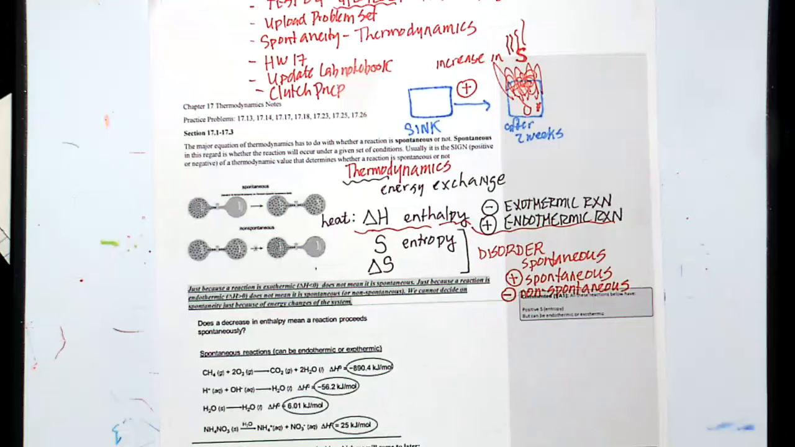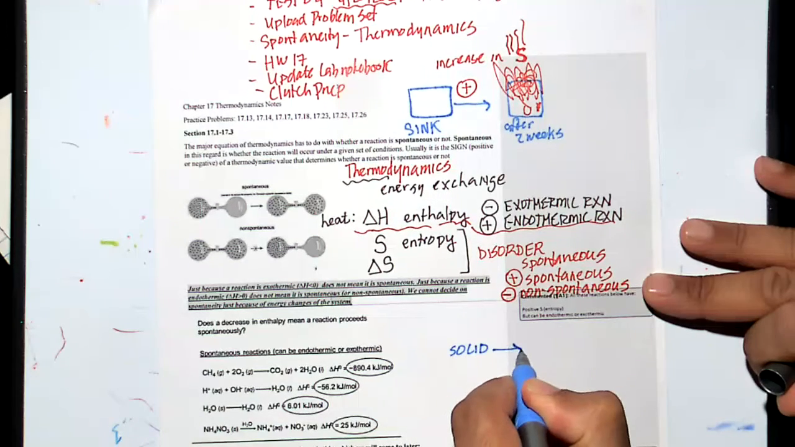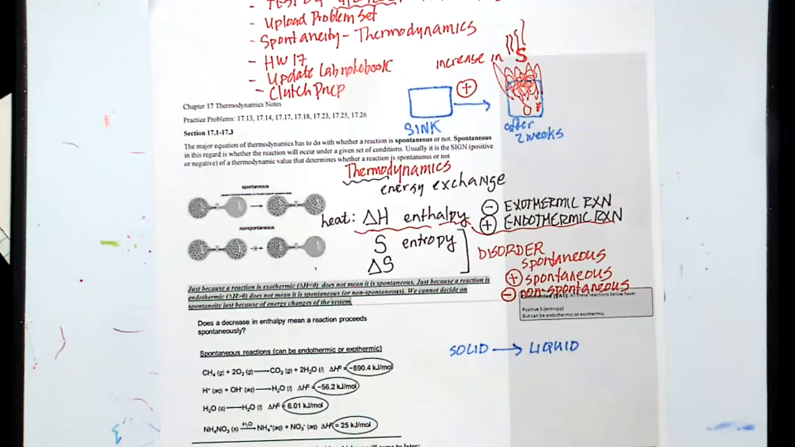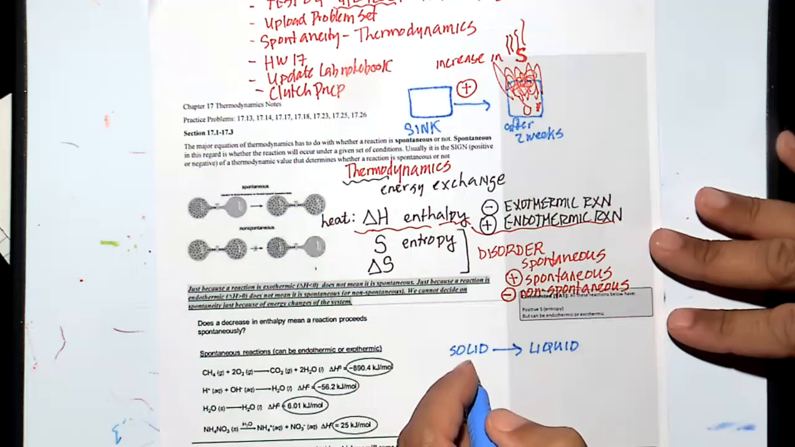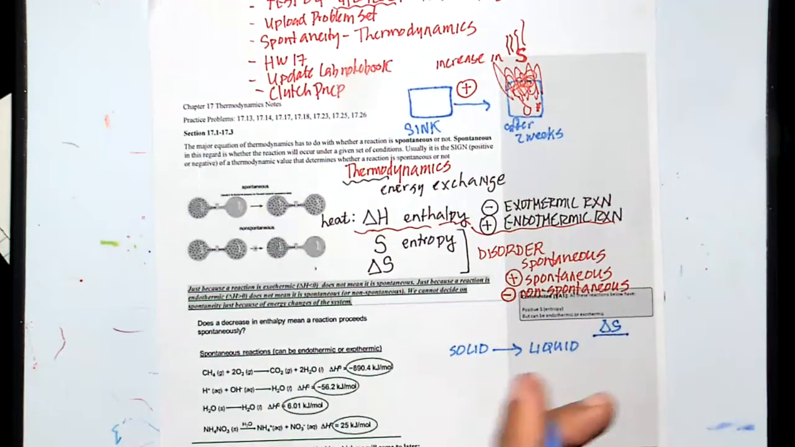So let me throw at you some examples here. Okay, let's say we have a solid going to a liquid. How about ice? Ice, which is just water, goes to a liquid. All right. What do you think the change in entropy, S, is? Do you think it would be positive or negative?